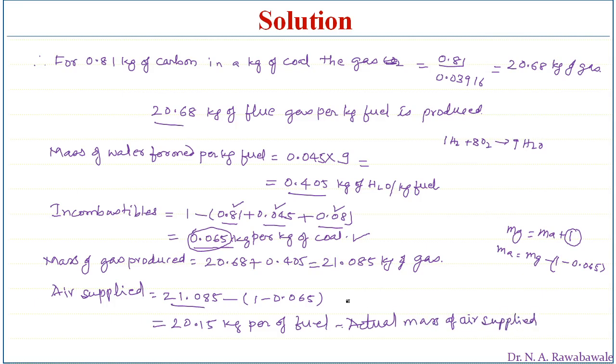Now we want to find out excess air. To find out excess air, we must know the minimum amount of air required. So minimum air required can be given by 11.6 into C plus 34.8 into (H2 minus O2 divided by 8) minus 4.35 ES.